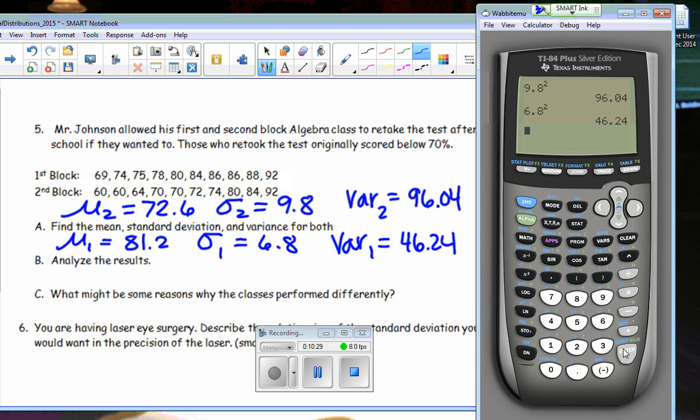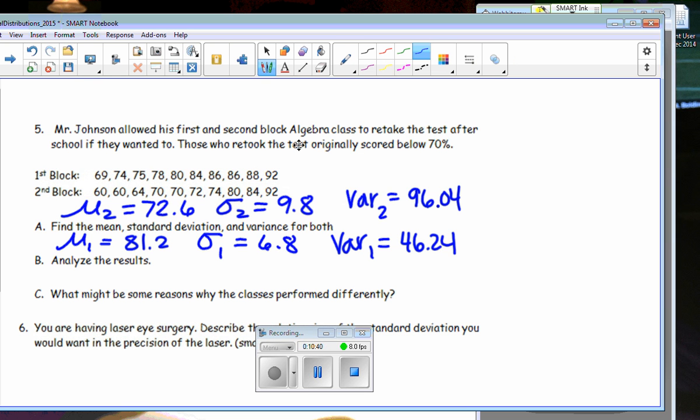It doesn't make sense that block... oh yeah, it does. I'm looking backwards. Because I wrote block 2 above block 1, my mind got confused. But yes, block 1, I'll highlight it for myself. This block did better. Block 1 has a higher mean and a smaller standard deviation. It means more people did well.